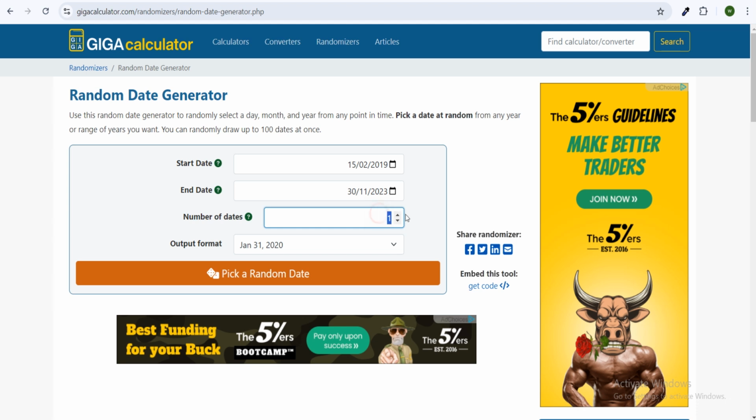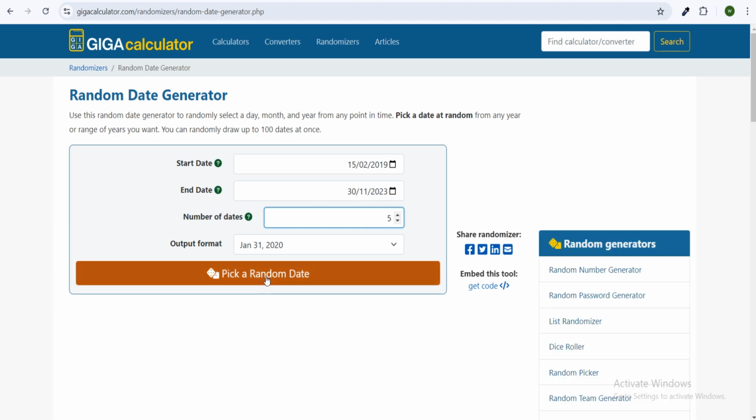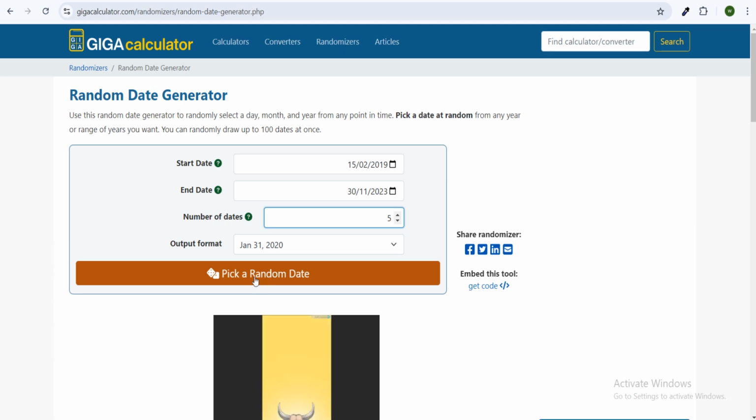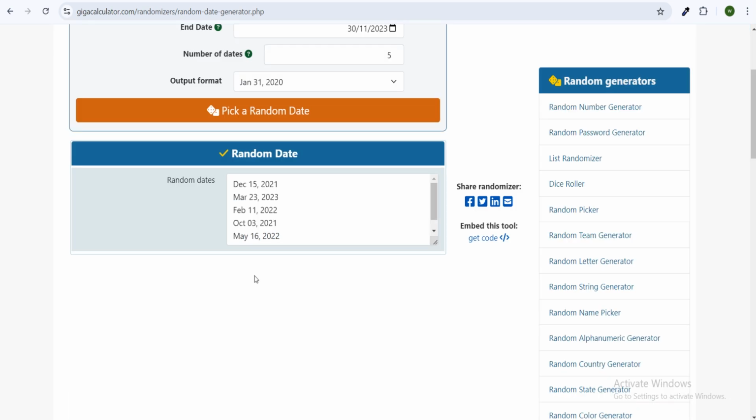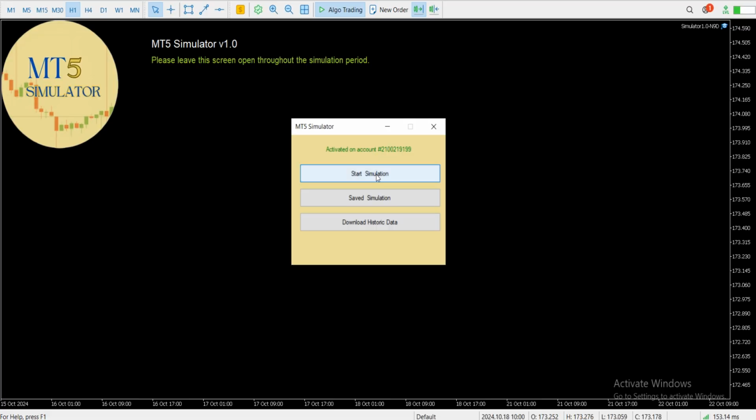Okay. I need 5 dates and I will pick the date which will come on the third number. Now, I don't know which date I'm going to get on the third number. Which month that will be, which date will be, I have no idea. So pick a random date. Okay, it's February 11, 2022.